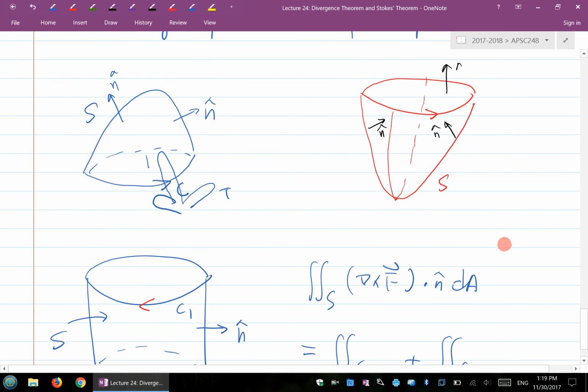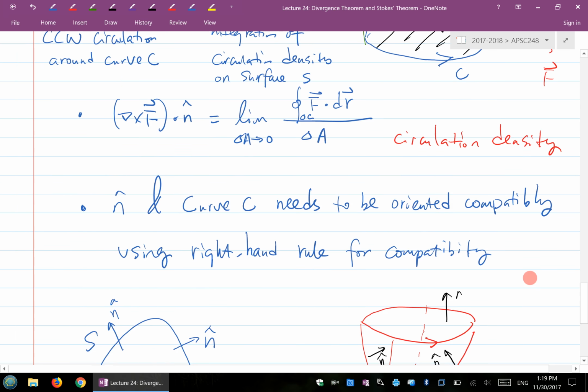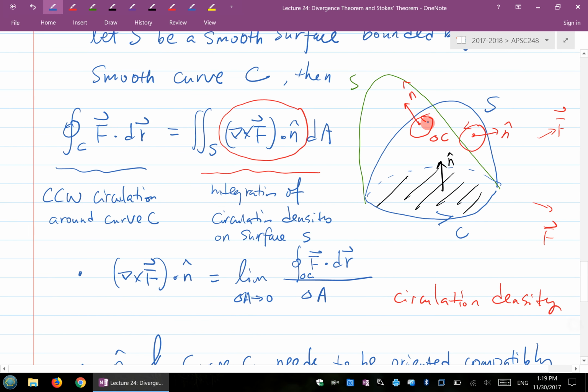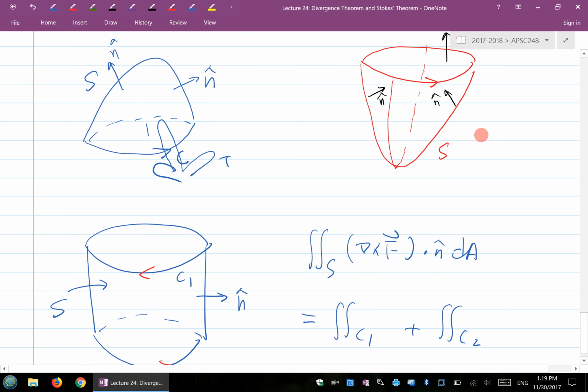Use your right-hand rule. Basically that's your n hat, and this curving is more or less in the direction of C here, right? Okay, so let's take a look at a couple of examples.